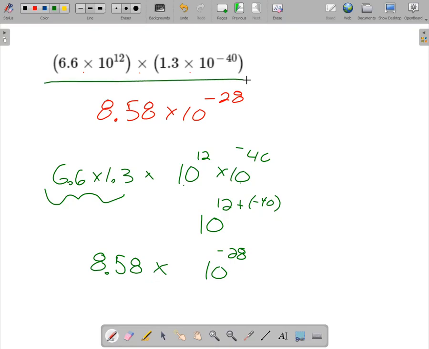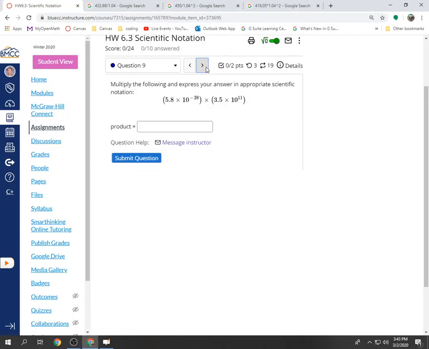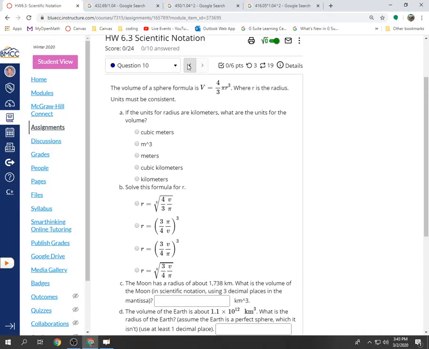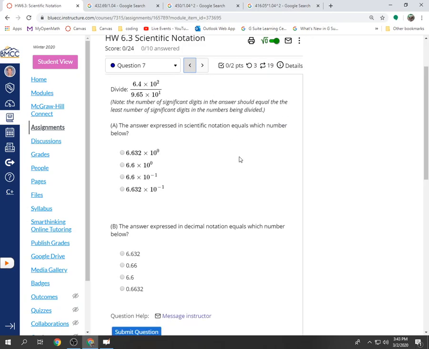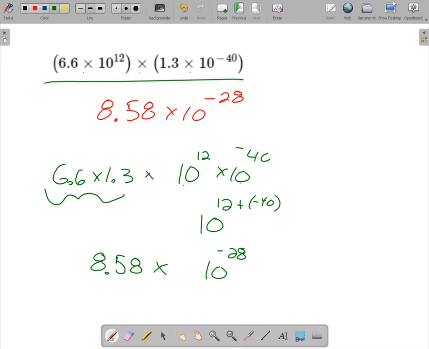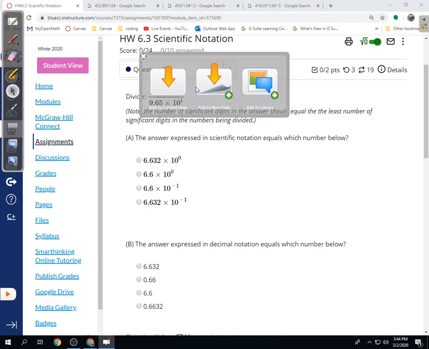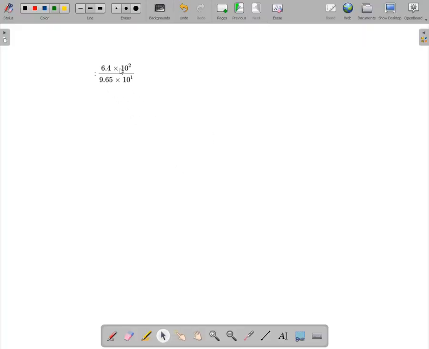Division's a little trickier. So let's try division. Next one should be division. Nope. Oh, that one's a cool one. We'll go back and look at that. Here's a division one. All right. Oh, that one's pretty easy. That's okay. We'll do it anyway.